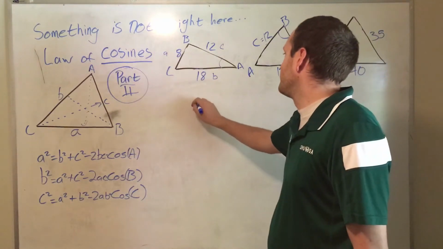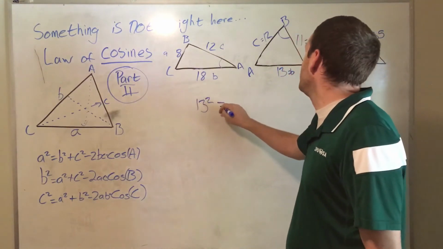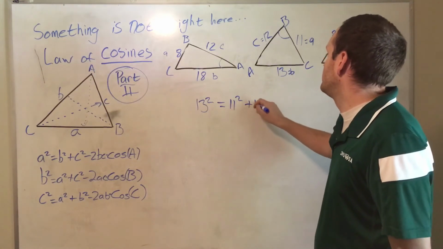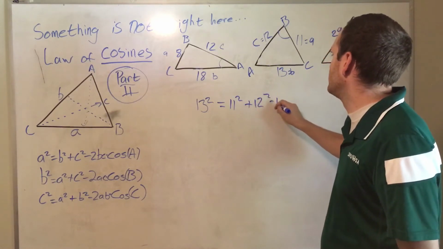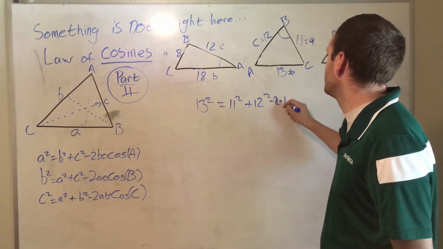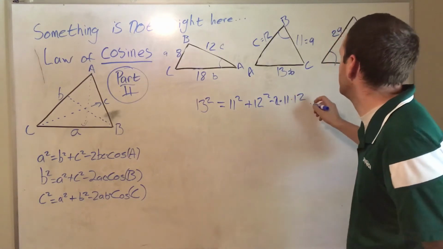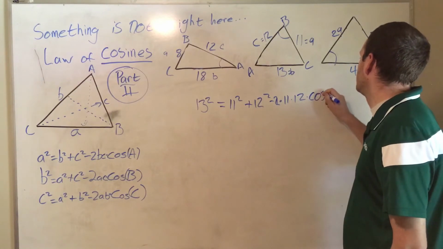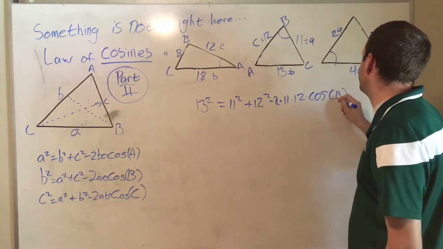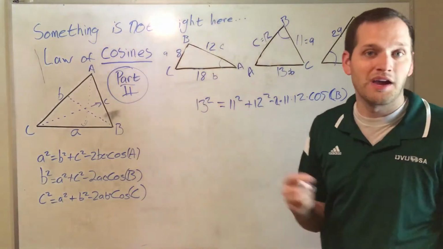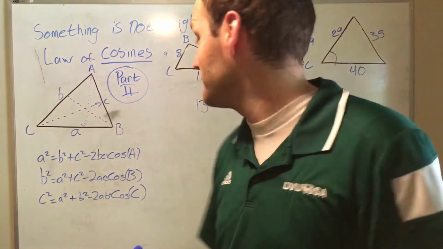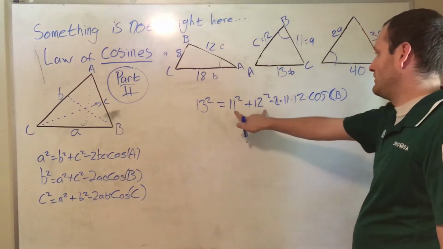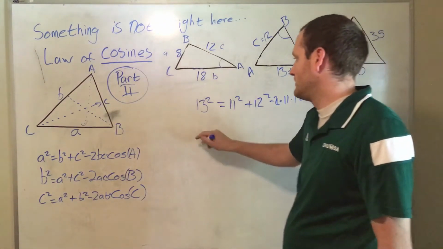So let's see here. 13 squared equals 11 squared plus 12 squared minus 2 times 11 times 12 times cosine of B. You might have carpal tunnel by the time that we're done with these videos. Alright, now we just need to solve and add those together.